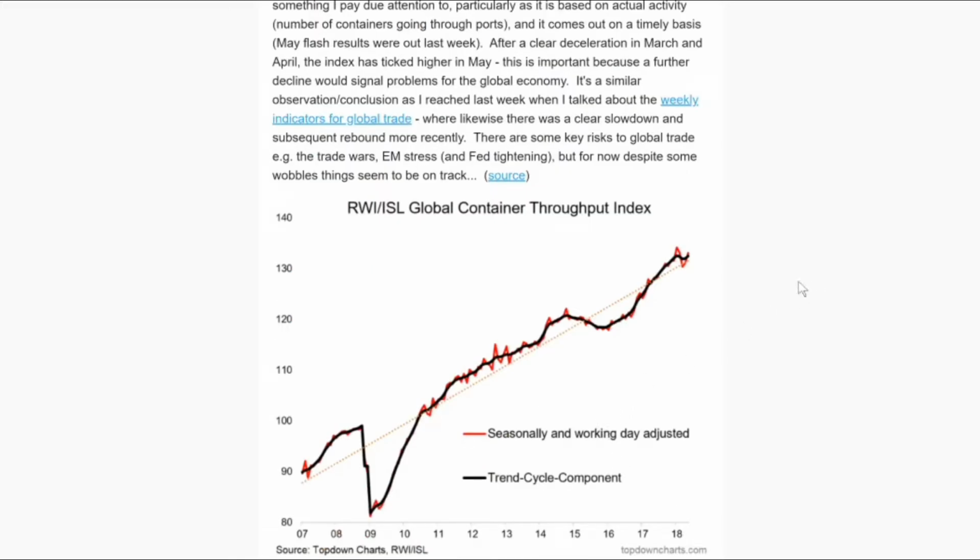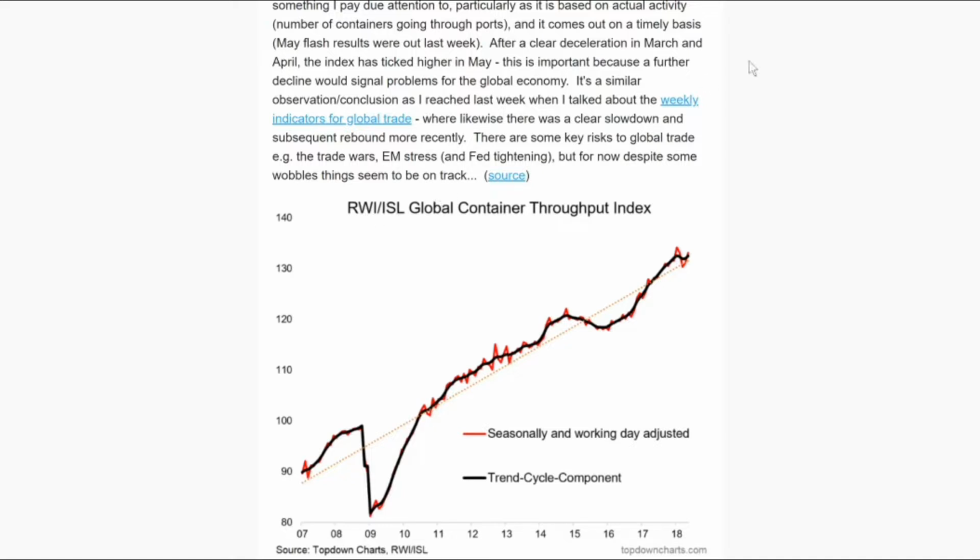It's a global trade indicator, and I pay close attention to global trade because it can give you some pretty good signals or insight into the state of the global economic cycle. Now, this particular index is looking at shipping container throughput, so the number of containers that are passing through ports, and I believe there's 88 ports that this outfit RWISL track.